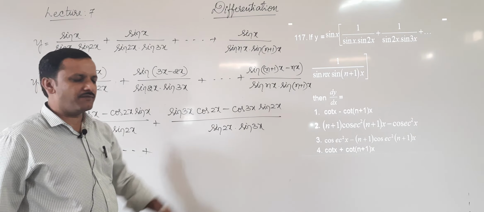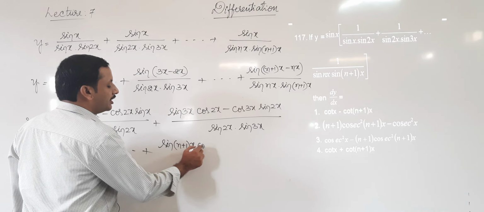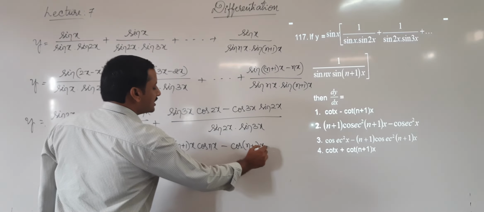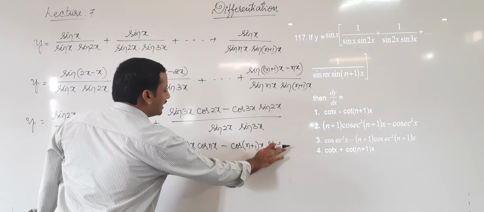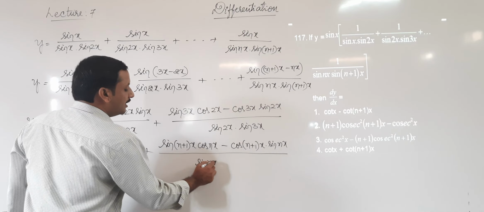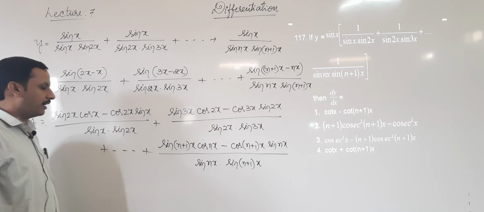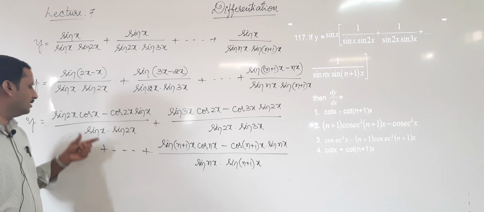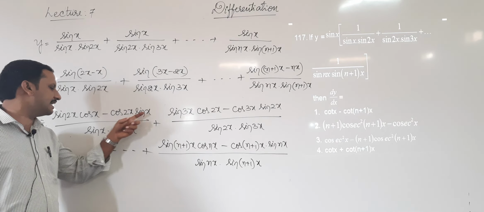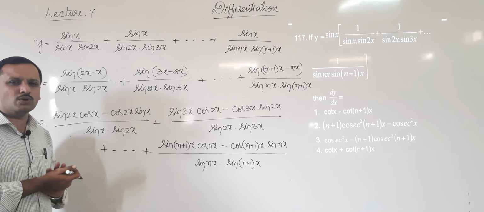Here again I am using the same formula. That will give you sin(n+1)x cos nx minus cos(n+1)x sin nx, divided by sin nx into sin(n+1)x. Now I will split this into two terms: sin 2x cos x by sin x sin 2x minus cos 2x sin x by sin x sin 2x. In every term I will split it into two terms.